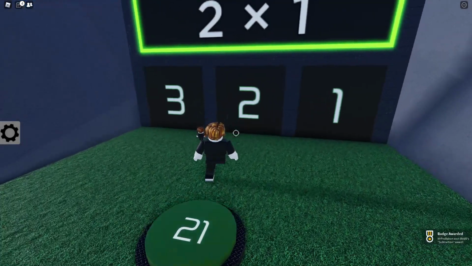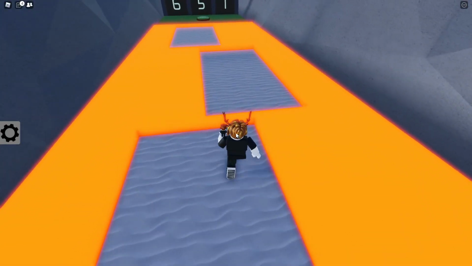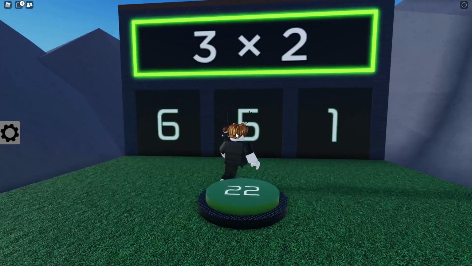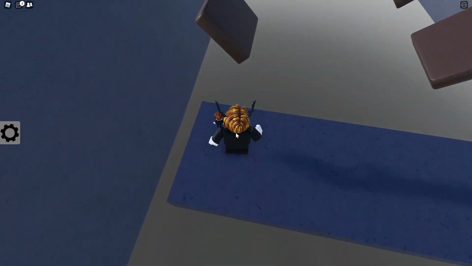Oh yeah, we got multiplication now. 2 times 1, that's 3. I'm just kidding. Oh yeah, look at this. They have conveyors now. Oh yeah. Okay, what is this? 3 times 2? 6. I memorized my multiplication so much in third grade.